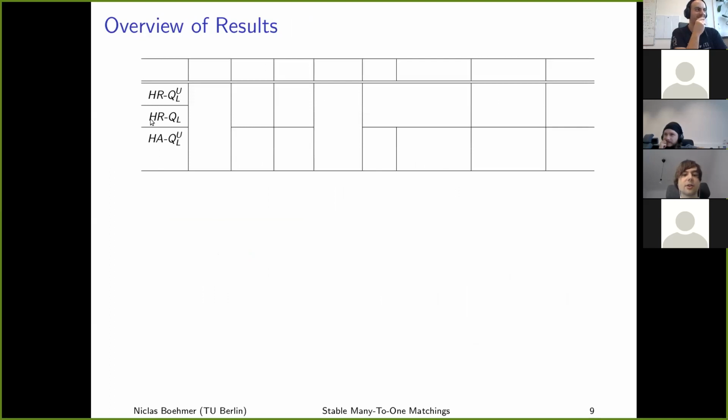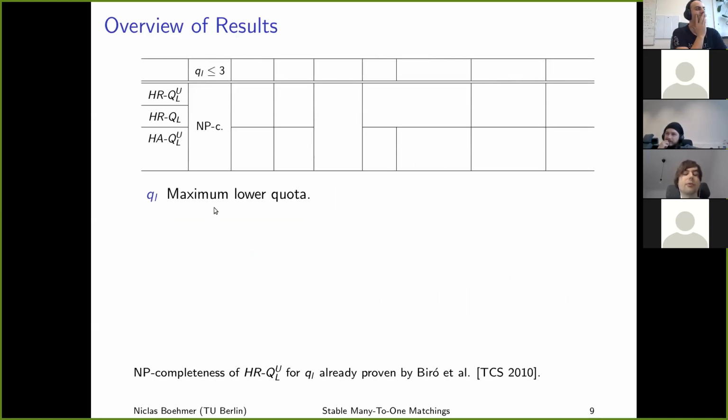Okay, so let's now come to an overview of our results. We have our three different problems or models as the rows: the hospital residence problem with lower and upper quotas, here just with lower quotas, and here the house allocation with lower and upper quotas. You can already see a bunch of different parameters and questions. The first question that we looked at is what happens if the maximum lower quota of a hospital is at most 3, picking up on the NP completeness result from Biró that I already mentioned.